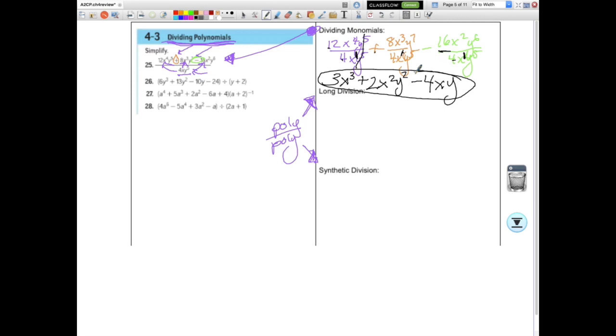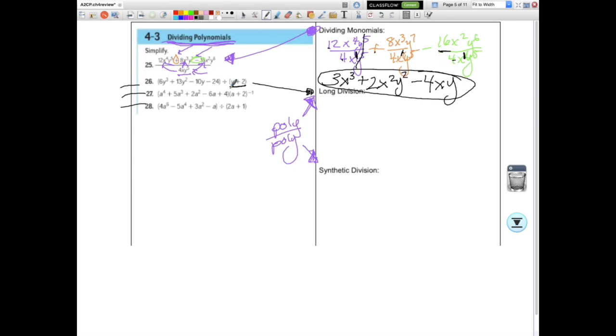Okay. Next, we have long division and synthetic division. All three of these are poly divided by a poly. Each of these are more than one piece, and all of them are division problems. So let's do long division with this first one.